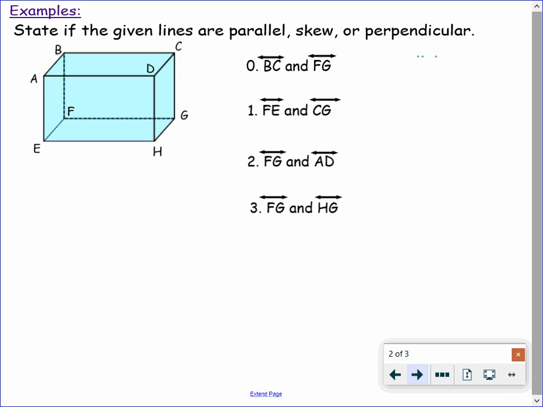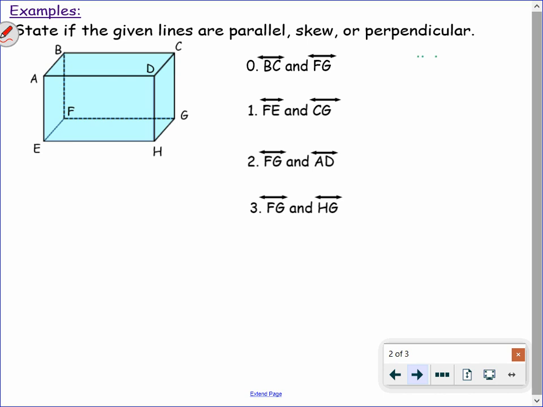State if the given lines are parallel, skew, or perpendicular. You can see that my very first example is 0, so I don't want you writing this down, I just want you paying attention. What I'm going to do is draw on the picture we have, and then I'm going to erase it between examples.